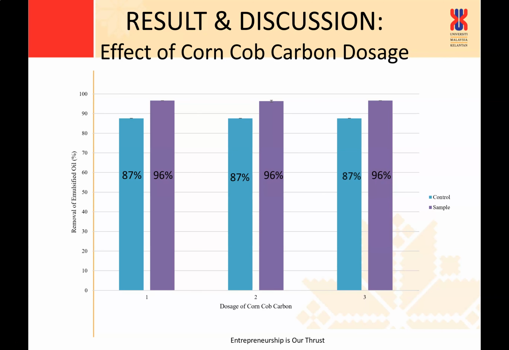This figure shows the percentage of emulsified oil removal with different dosage of corn cob carbon. We can see here that the control experiment showed 87% removal, while the sample experiment showed 96% removal for all dosage of corn cob carbon. From literature, when the carbon dosage increases, the percentage removal should increase due to the more available binding sites for absorption. However, in this study, the removal remained constant.